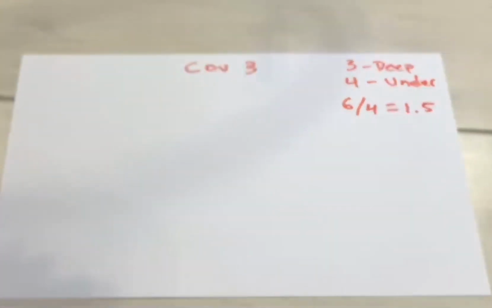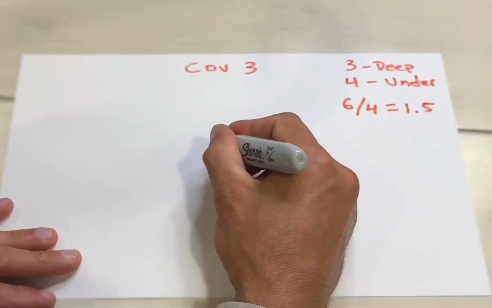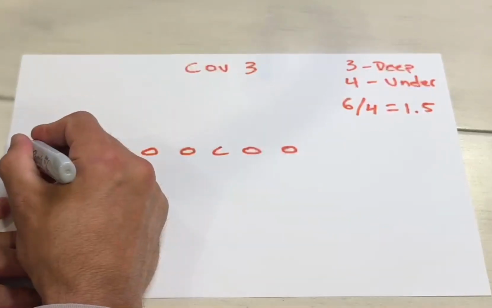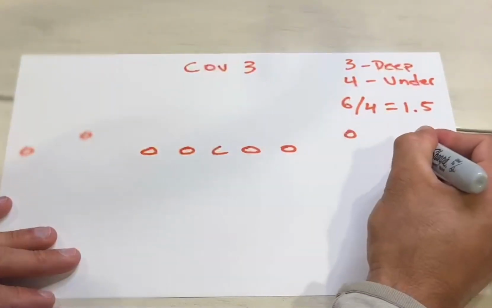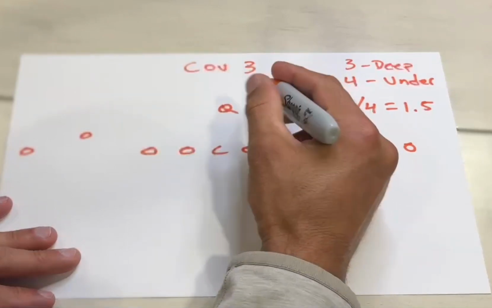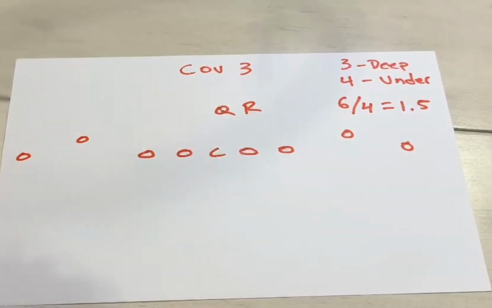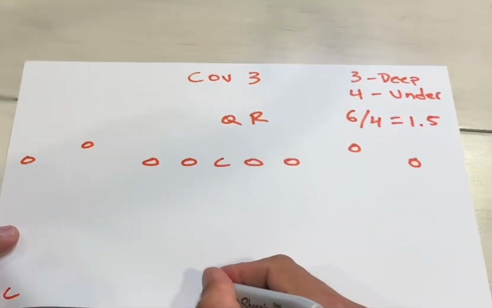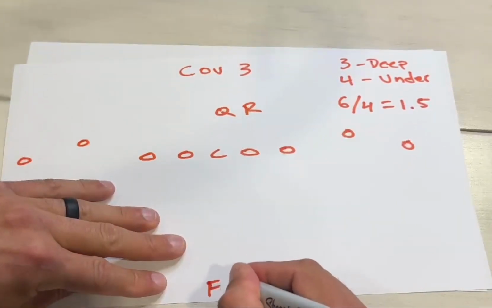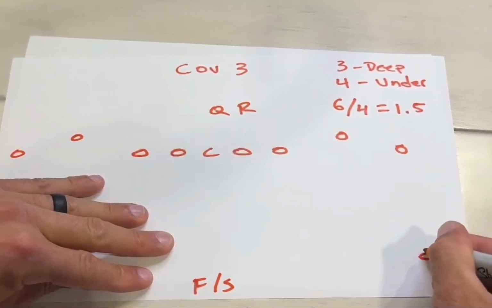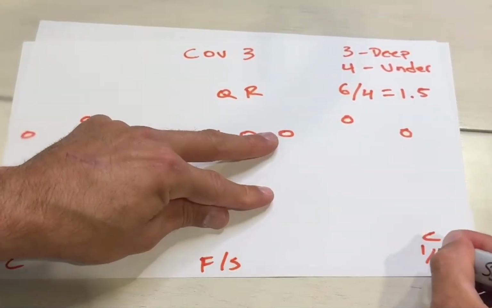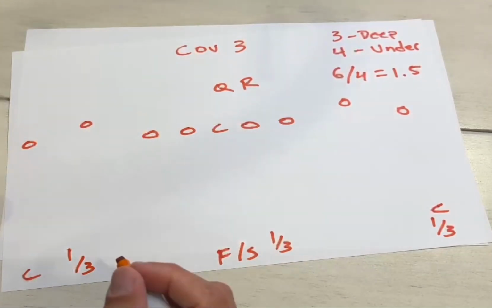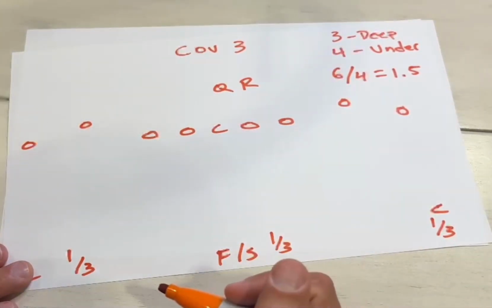Okay, let's talk about what those zones are. I'm going to go ahead and draw an offense here. To make it simple, the twins are 22, QB, running back. Cover three means there are going to be 3 guys deep: the corner, a free safety, and the other corner. Those guys each have a deep third. 1 third, 1 third, 1 third. That leaves 4 underneath defenders for 6 zones.